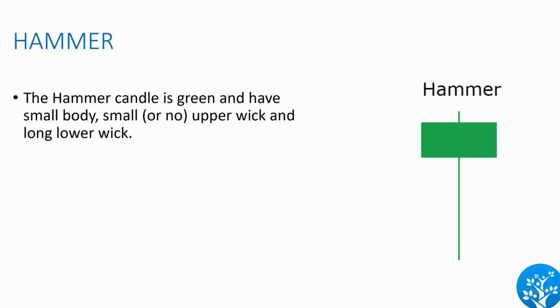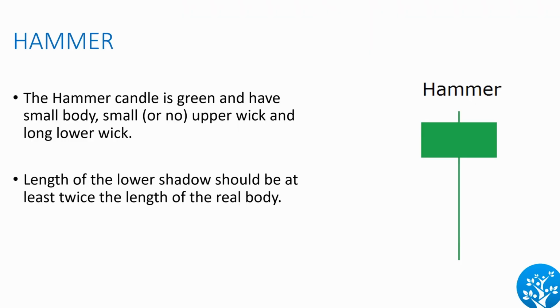The length of the lower wick or the lower shadow should be at least twice the length of the body. So if your body is, let's say, 10 points, your lower wick has to be at least 20 points or longer. That is what defines a hammer. When you look at that hammer candle, it feels like a hammer you're holding in your hand. A long wick, a long handle, and then the top of the hammer.